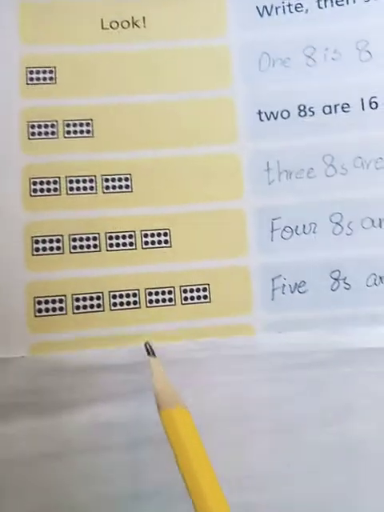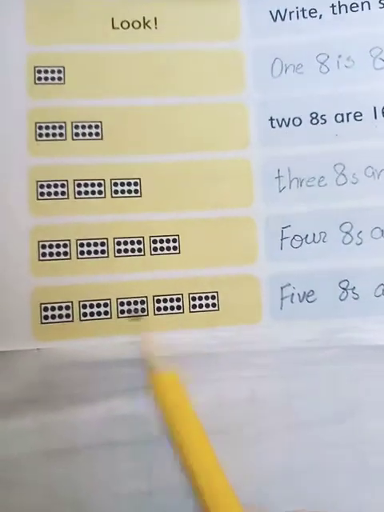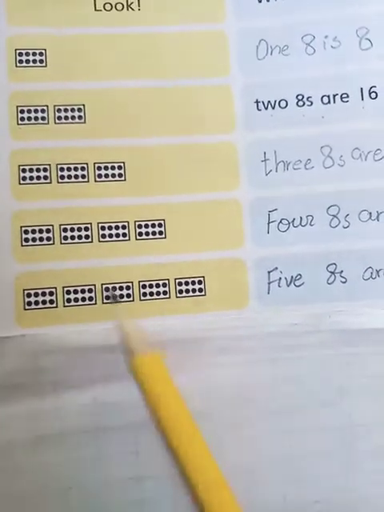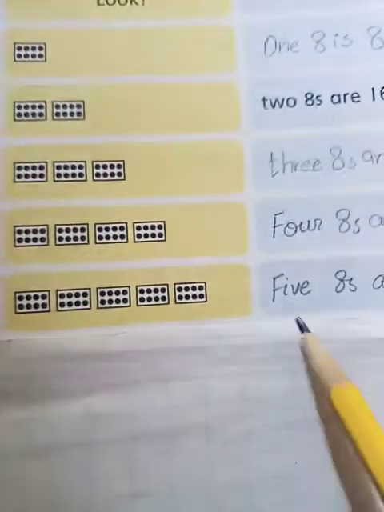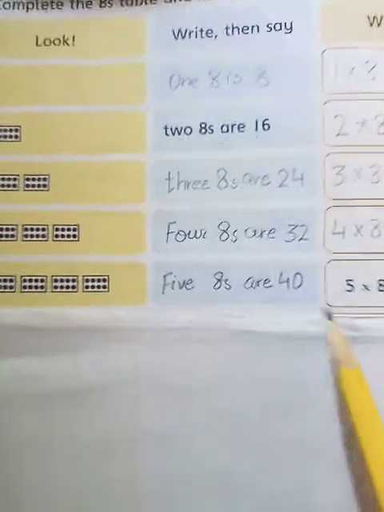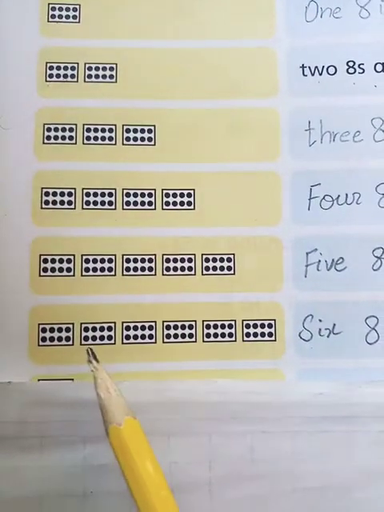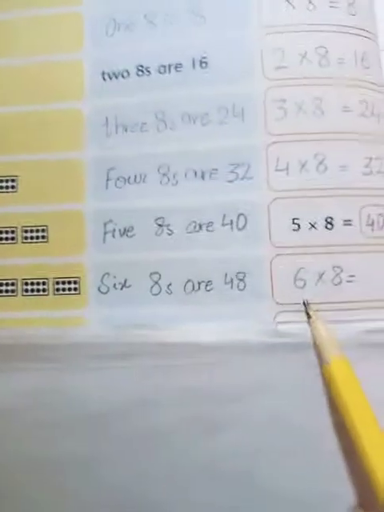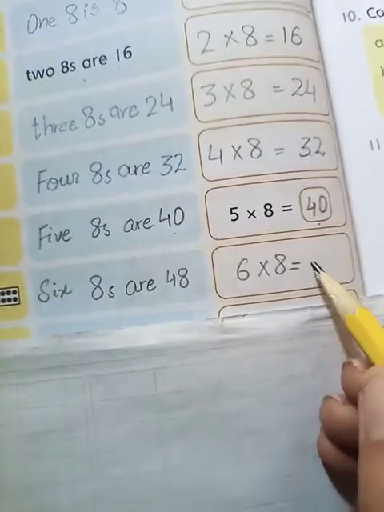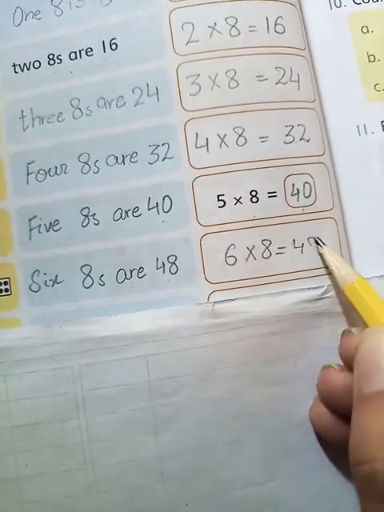Next we have the 5 sets of 8, 1, 2, 3, 4 and 5, and each one is having 8 dots. 5 8s are 40, and that can be written as 5 multiplied by 8 and answer is 40. Next is the 6 sets of 8 dots, and the answer is 6 8s are 48. That can be written as 6 multiplied by 8 and answer is 48.